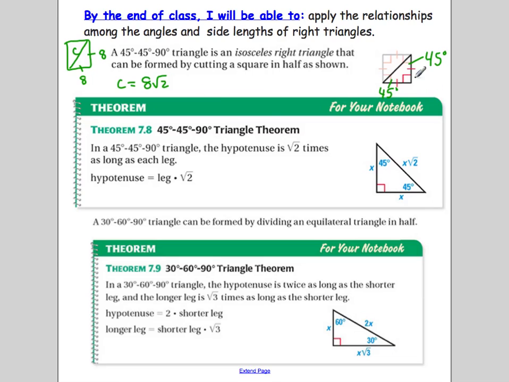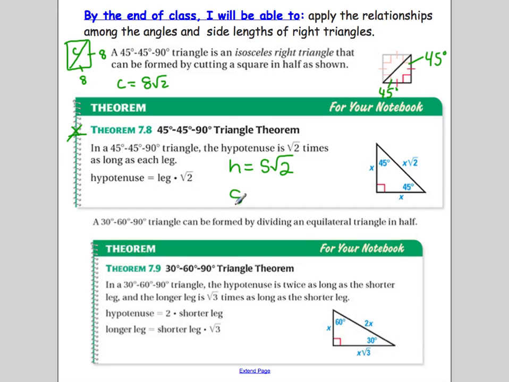Well, you do this enough times, and you'll notice that in a 45, 45, 90 triangle, all you're really doing is multiplying this by the square root of 2. So whatever this leg is, whatever this side length is, you're just going to multiply by the square root of 2. And that's what this first theorem talks about. So in a 45, 45, 90 triangle, the hypotenuse is always the square root of 2 times as long as the leg. So in other words, if we're looking for the hypotenuse, we would just take whatever the side length is, and multiply it by the square root of 2.